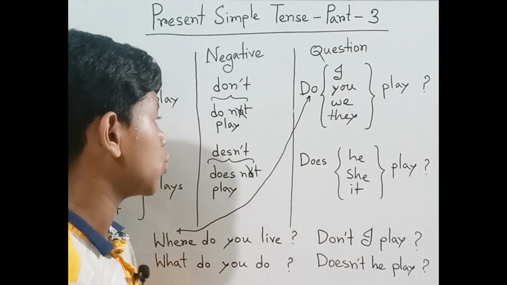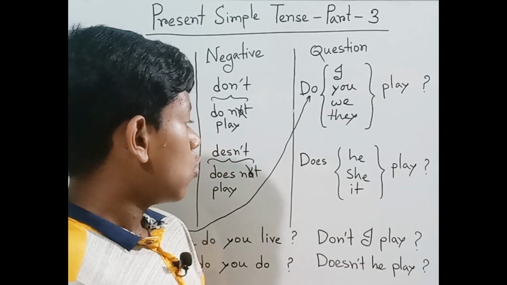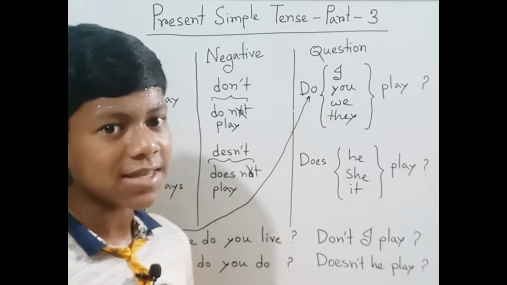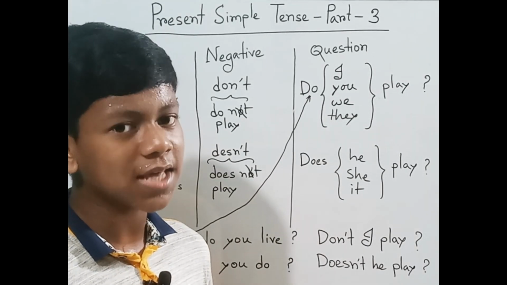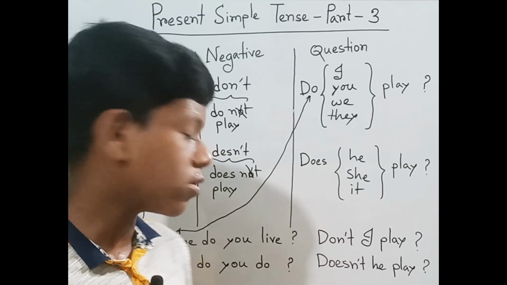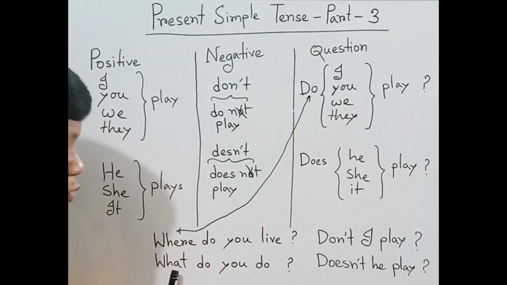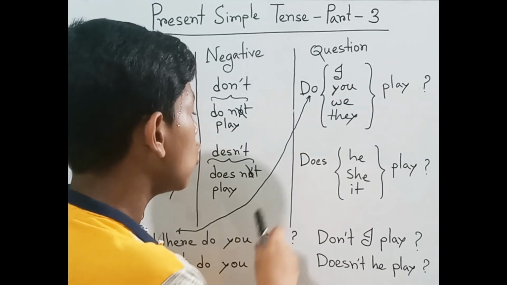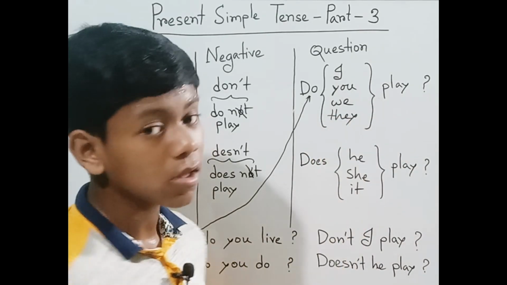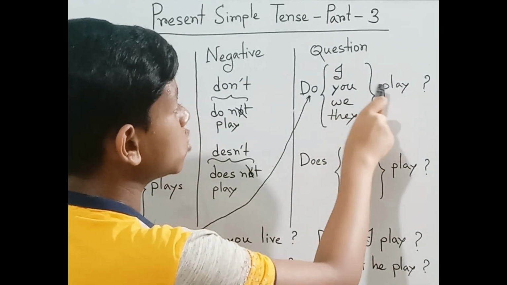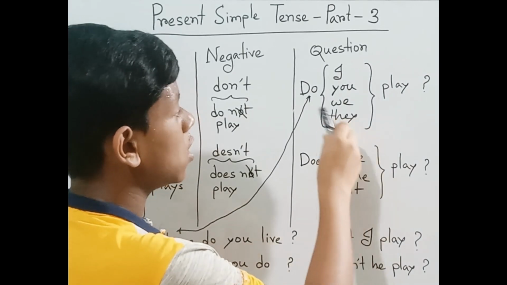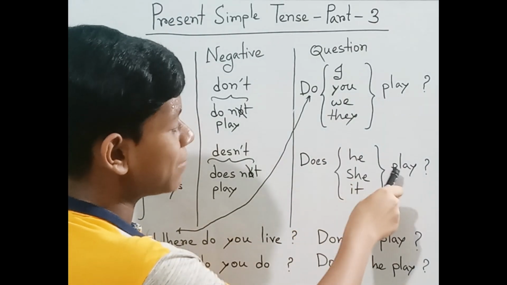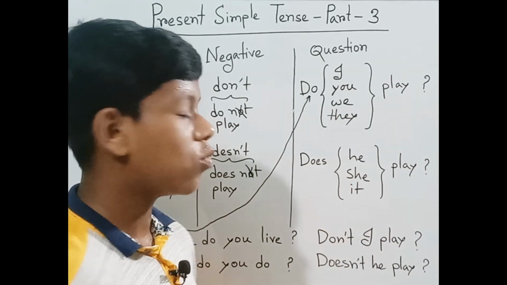So what don't you do? You can say. Okay, so what doesn't he play? So we can practice. We can take a WH word here. The word is what, and now we can practice this. What don't I play? What don't you play? What don't we play? What don't they play? We have already understood. And only for doesn't, what doesn't he play? What doesn't she play? What doesn't it play?